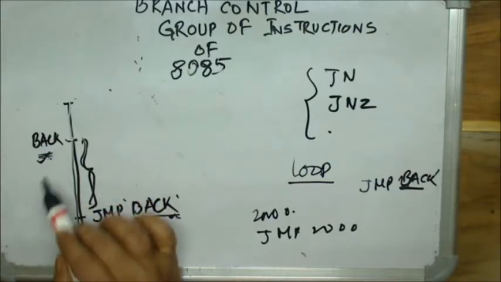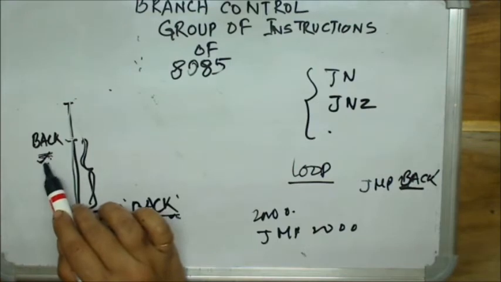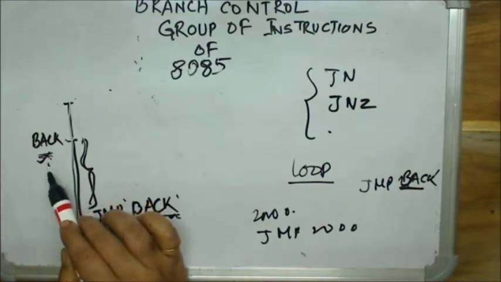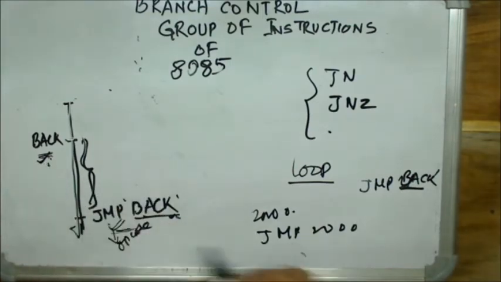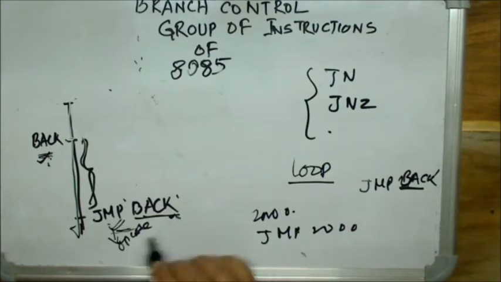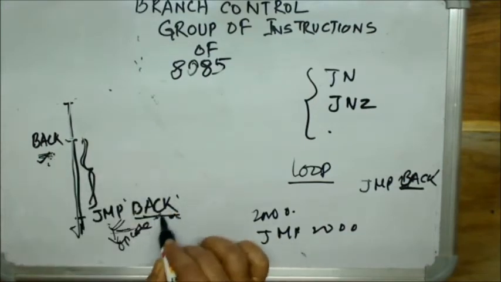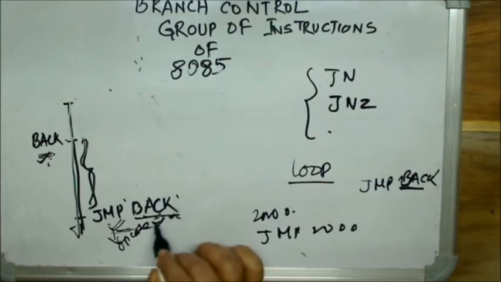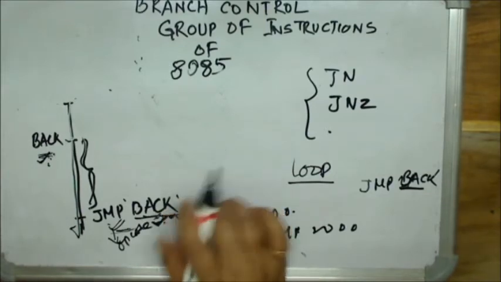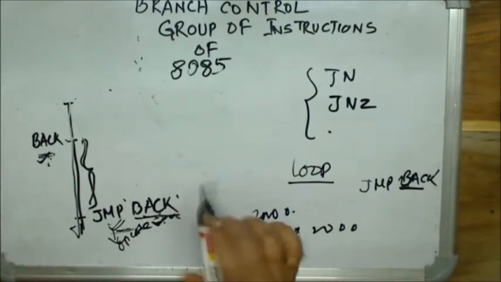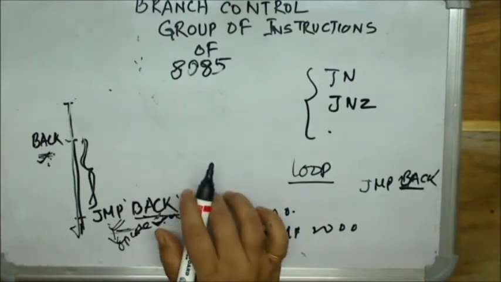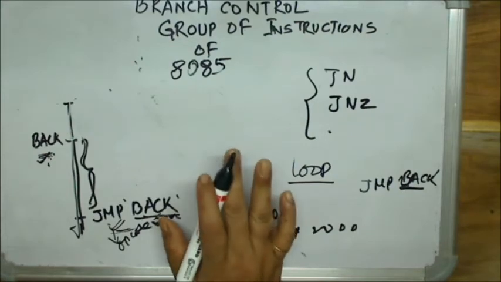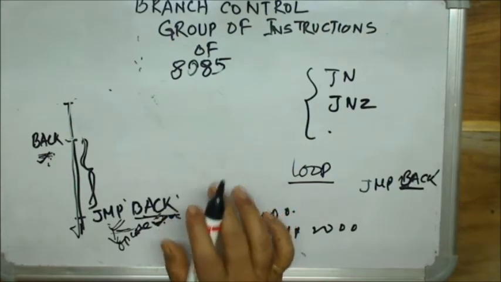So on paper you are writing back, but while you are entering the program in a kit, you are entering the number. You know the address where you want to go back. On paper you are writing the name of the address, but when you are entering the program in a kit, you are writing the address of that memory location. Clear?